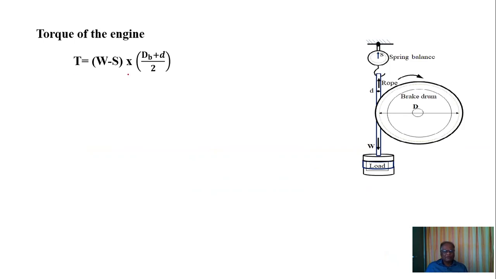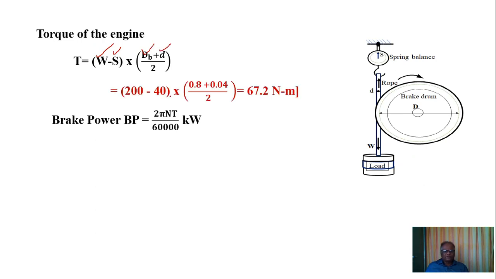Next is torque. Why is the torque needed? Very simple: to calculate the output power of an engine. These things need not be explained again because it was explained in the first problem. What values are given over here, you substitute here: 200 Newton, 40 spring scale, 0.8, 0.4. After substituting all these, you get the torque exerted on the engine shaft as 67.2 Newton meter.